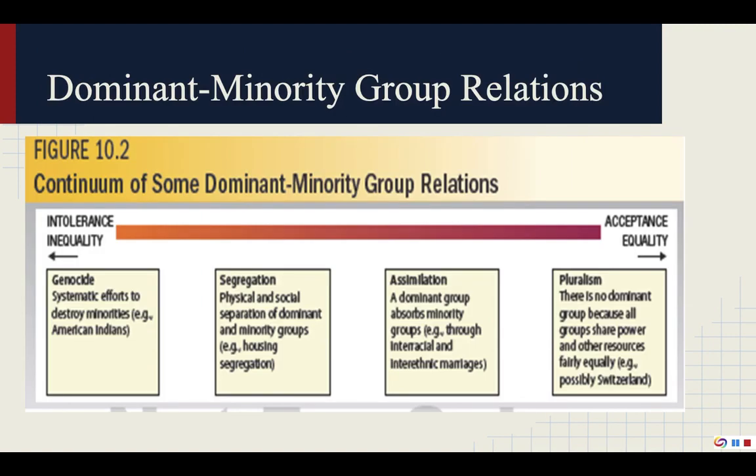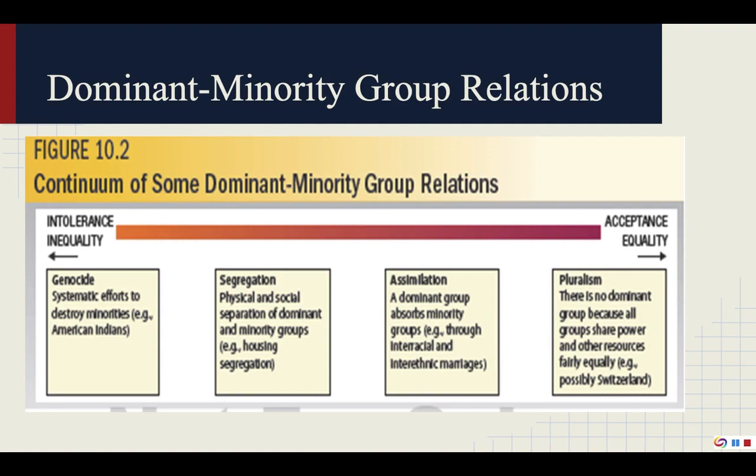If we consider dominant and minority group relations, we can consider them on this continuum or scale of more to less tolerance or extreme intolerance. On the left, the most intolerant relation is genocide, where the dominant group tries to actively destroy minorities.